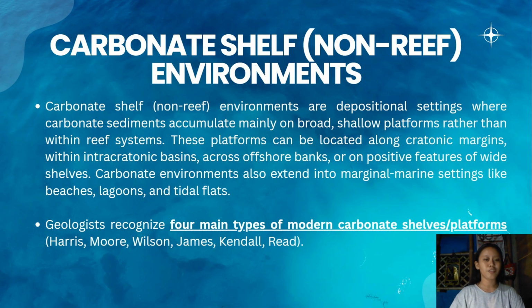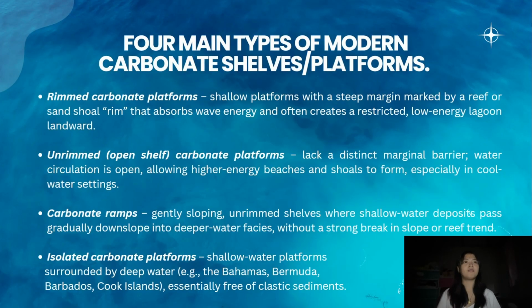Geologists recognize four main types of modern carbonate shelves or platforms. These are the rimmed carbonate platforms, unrimmed or open shelf carbonate platforms, carbonate ramps, and isolated carbonate platforms. So, in the next slide, we will discuss these four main types of modern carbonate shelves or platforms. So now, let's talk about the four main types.